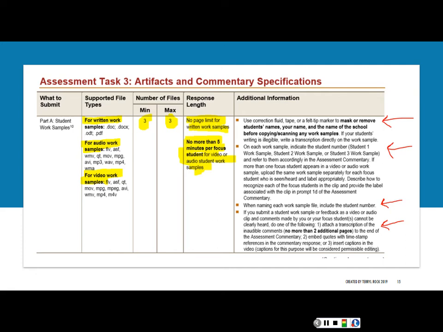On the work sample, indicate the student number. So on the work sample, you're going to put student 1, student 2.